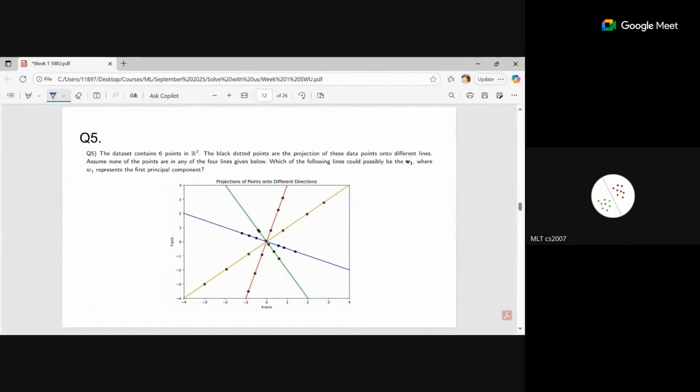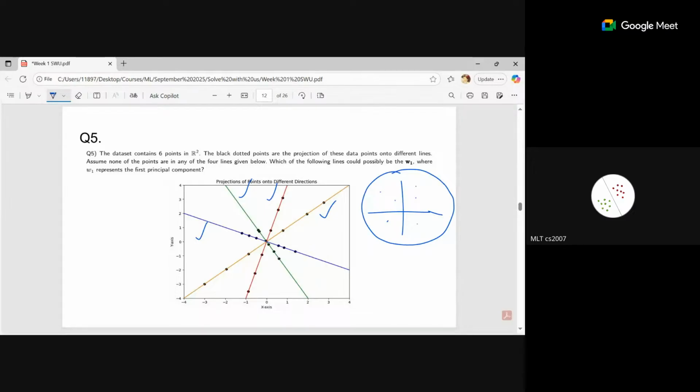All right. So this is a very simple question. You have this data set, and in this data set you only have 6 points in R2. Let's say these are the 6 points that we have. What is given to us is 4 lines, on which the projections have been done. All the 6 points you see here are being projected on these 4 lines.